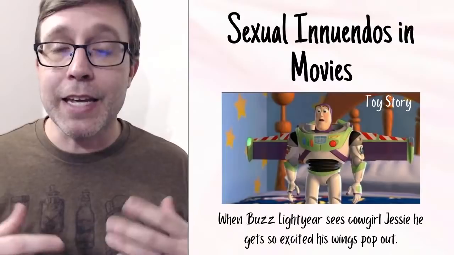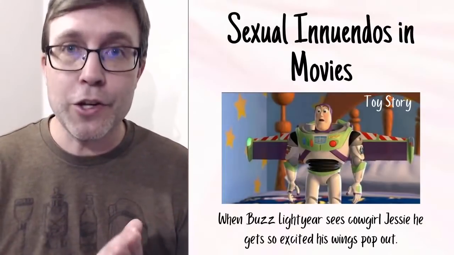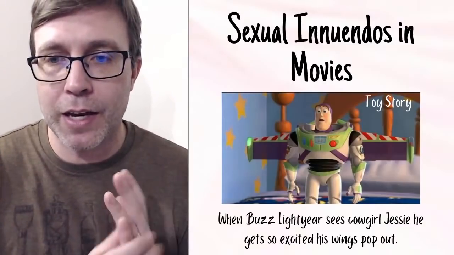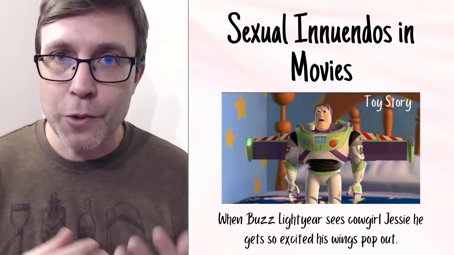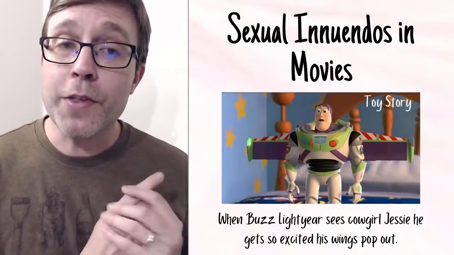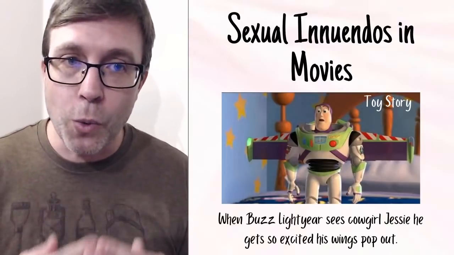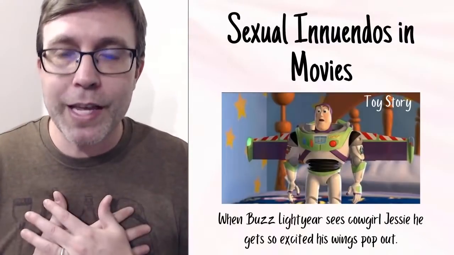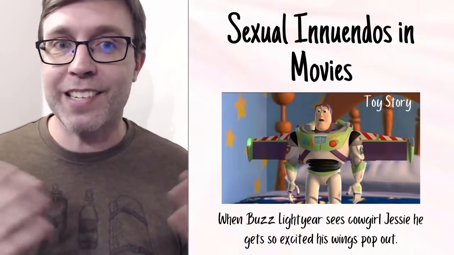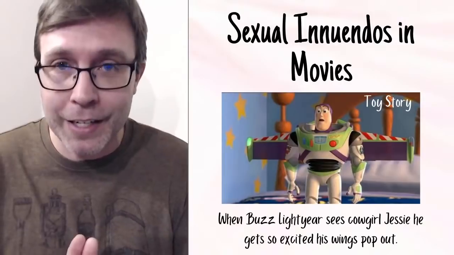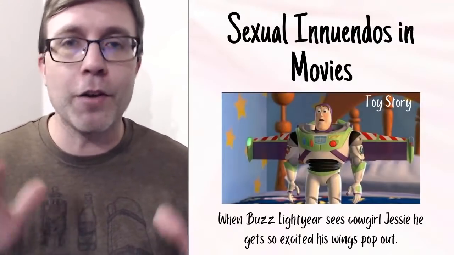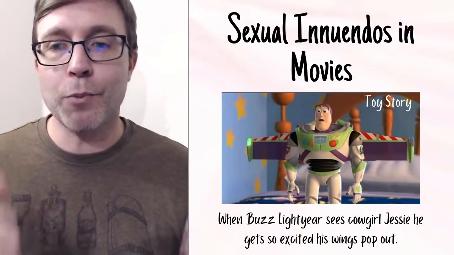And that, again, is another sexual innuendo. In this case, it's not something he says. Remember, the Collins dictionary mentioned that an innuendo could be a remark, like a comment, but it could also be a gesture. So this is more of a gesture, that the wings pop up, and what that's telling the viewer, again, is that Buzz Lightyear is excited. He's getting aroused. He is attracted to Jessie, the cowgirl. He sees her and he's like, oh my gosh, she's so beautiful, she's so amazing. And his wings pop up.